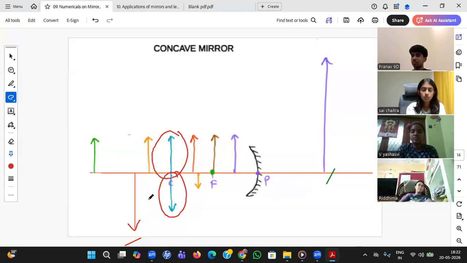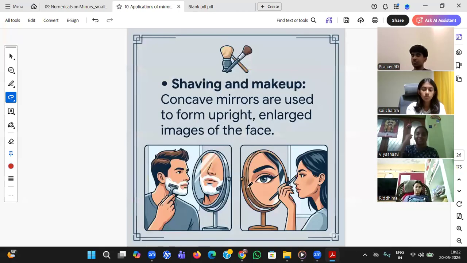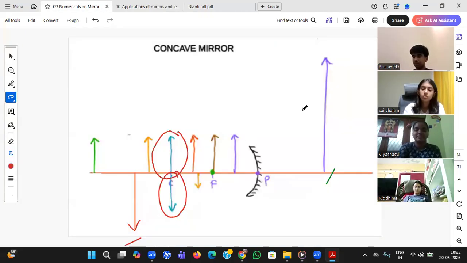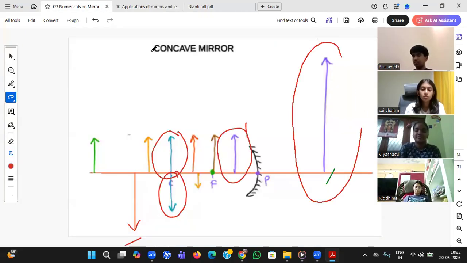No, not 4, beta. In the 4 it will be inverted. Your face will be seen inverted. Do you want to see your face inverted? No. No, we require only case number 6. Okay. So this particular case is utilized for shaving and makeup.